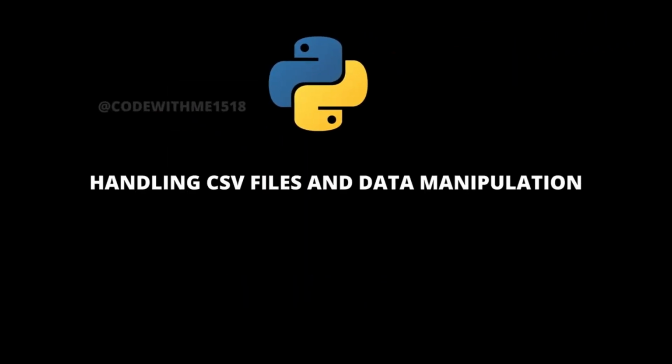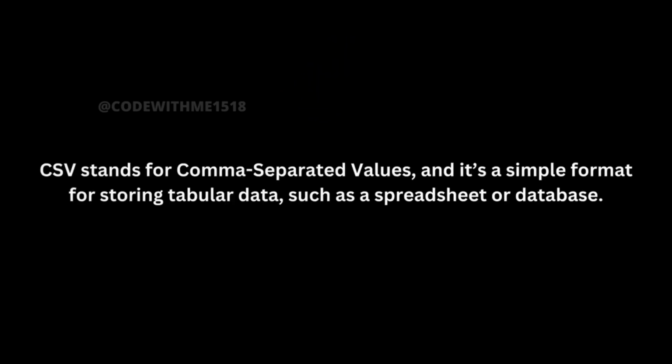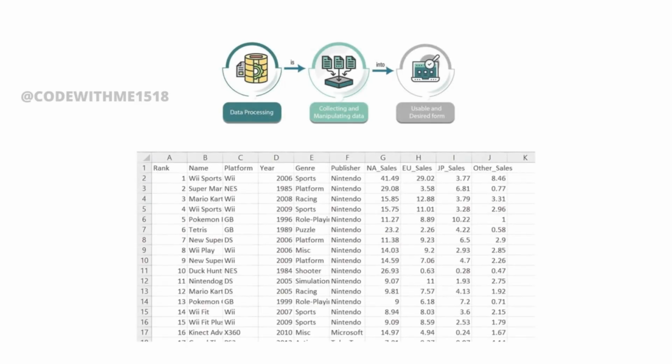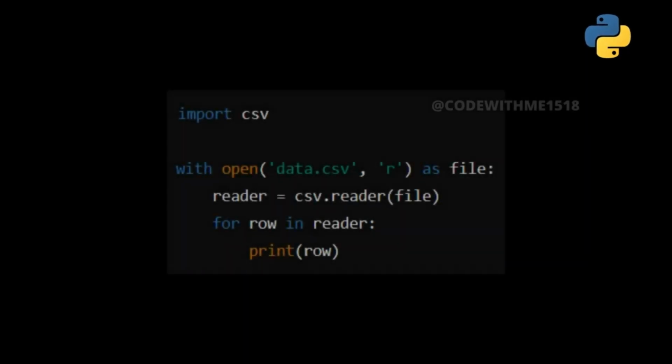Finally, let's talk about handling CSV files. CSV stands for comma-separated values, and it's a simple format for storing tabular data, such as a spreadsheet or database. Here's an example of reading a CSV file. In this example, we use the csv.reader function to read data from a CSV file and print each row.